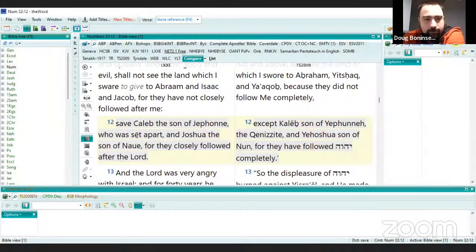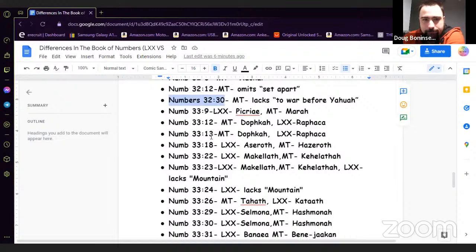All right, so right here is what the Masoretic is missing: Caleb, son of Yephune, who was set apart. And it makes sense because other places it says that Caleb and Yahusha had a different spirit in them. So, Numbers 32, verse 30. The Masoretic text lacks to war before Yahuwah, which is interesting. So it's showing that Yahuwah is going with them to war against their enemies. Numbers 32, verse 30.